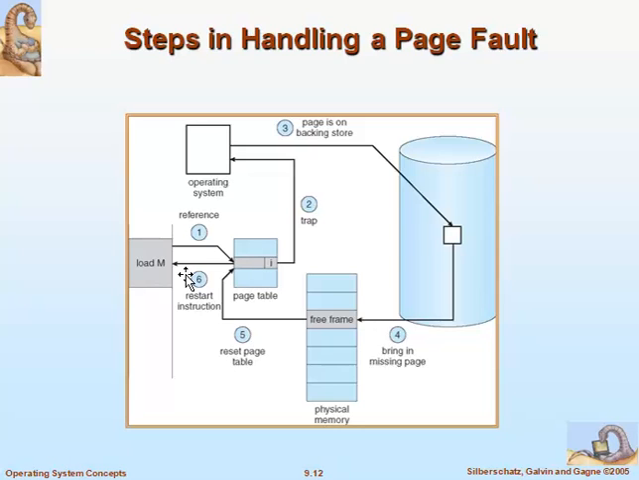So whenever there is a page request for a page which is not available in the main memory, the operating system will load that particular page back into the memory and restart that instruction. So this is how demand paging works.